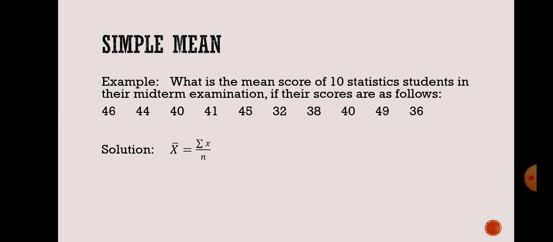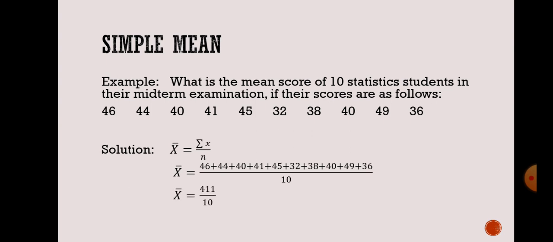So x bar is equal to the summation of x divided by n, where we have 46 plus 44 plus 40 plus 41 plus 45 plus 32 plus 38 plus 40 plus 49 plus 36, and then divide it by the number of data, which is 10. Therefore, we will be having 411 divided by 10, or the mean would be 41.1 or 41.10. So that is the way on how we can obtain the average or the mean of a certain group or set of data.